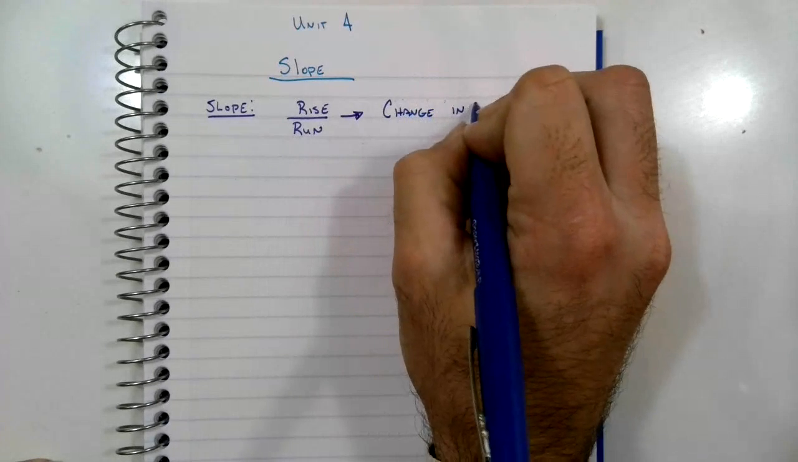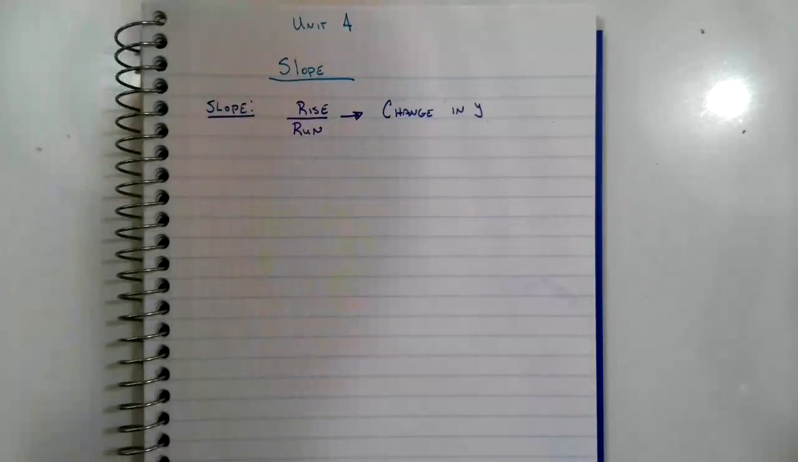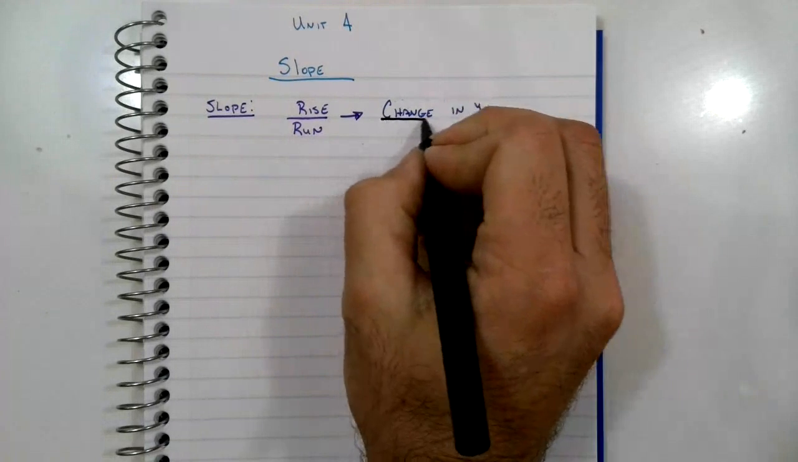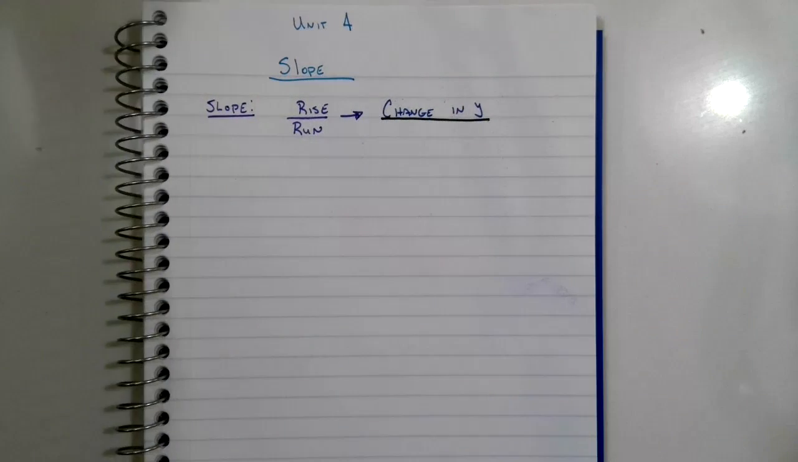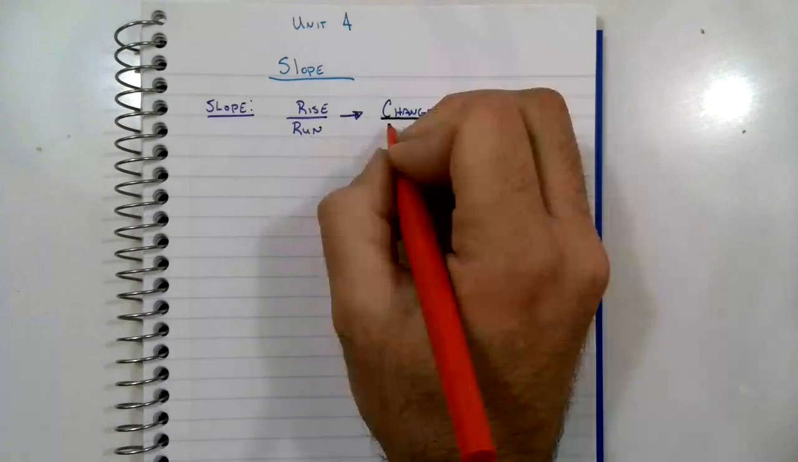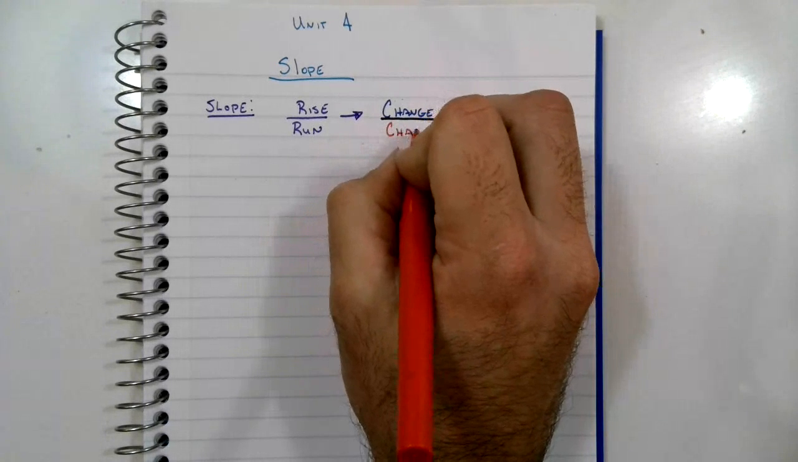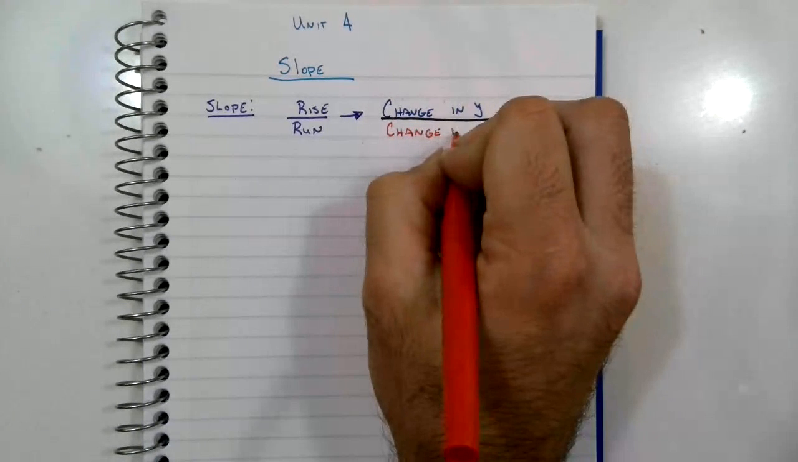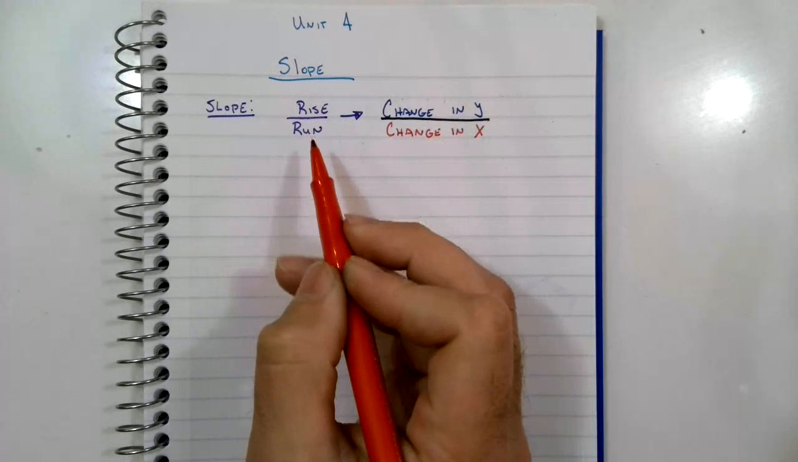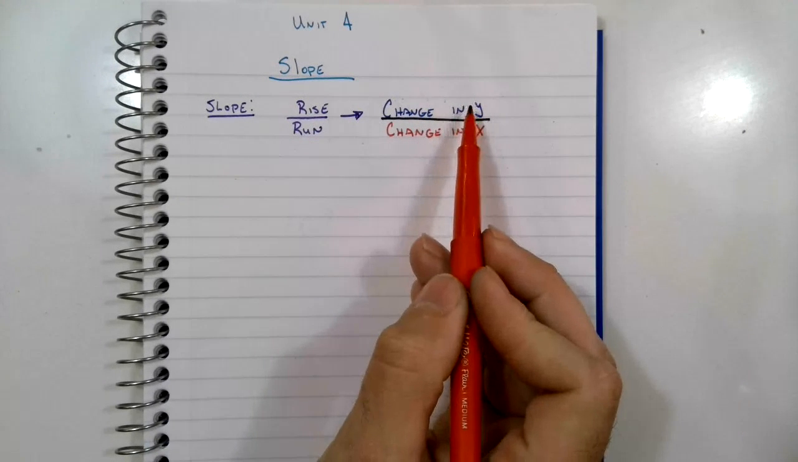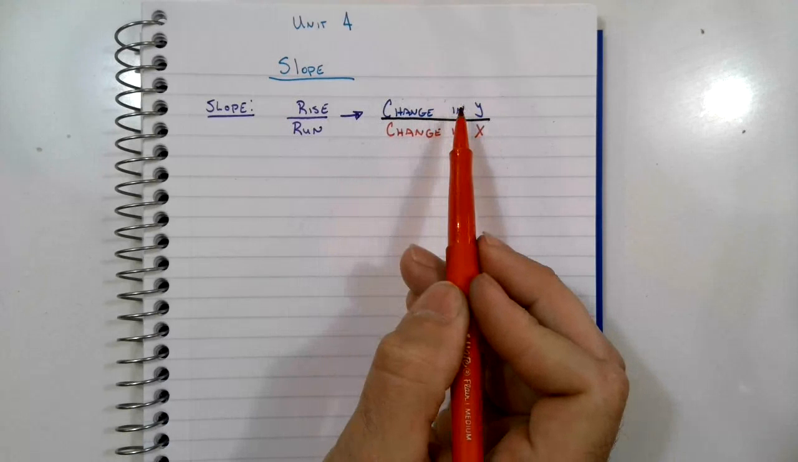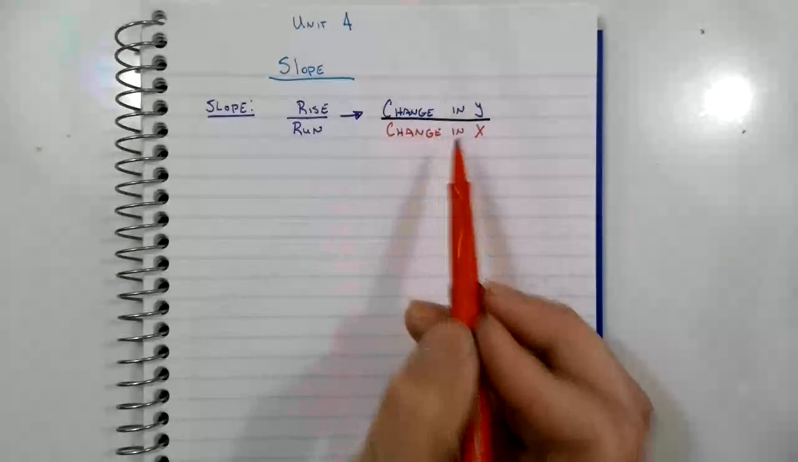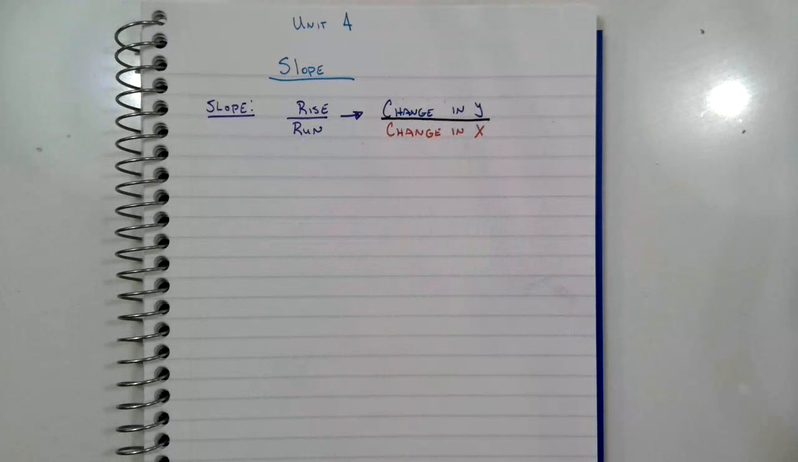in y over, and it's written as a fraction, the change in x. It's your rise over your run. So the change in y, how your y values change, over the change in x, how your x values change. So you would subtract those values to see what their change is. And we'll look at that formula here in just a second.